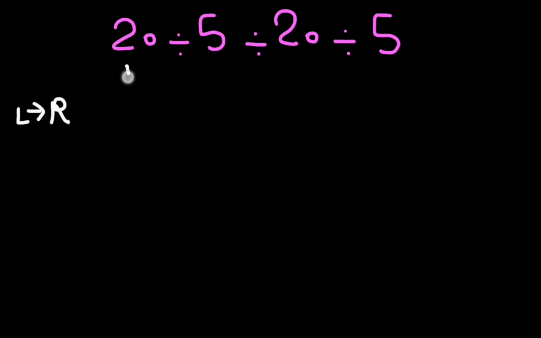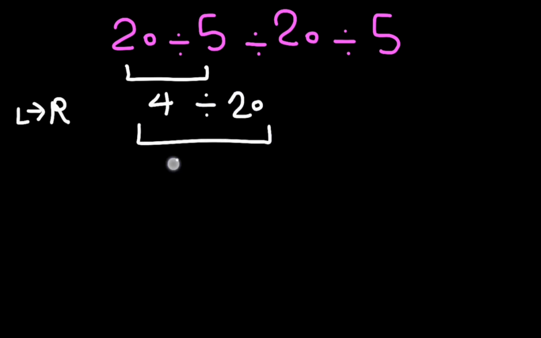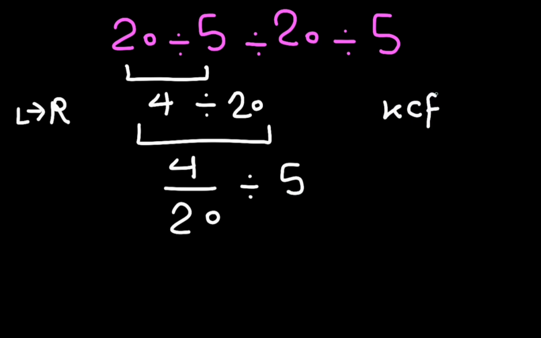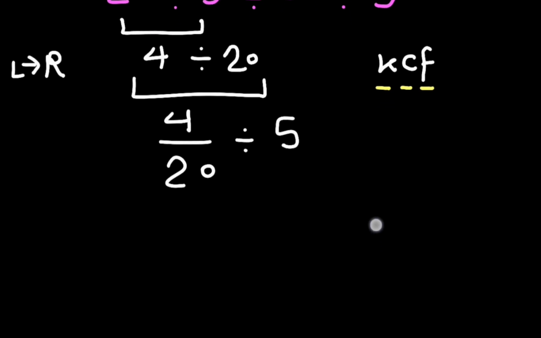Now 20 divided by 5 gives us 4 and 4 divided by 20 equals 4 over 20. Now 4 over 20 divided by 5. According to the KCF, that is keep first fraction, change division to multiplication and flip the next fraction.